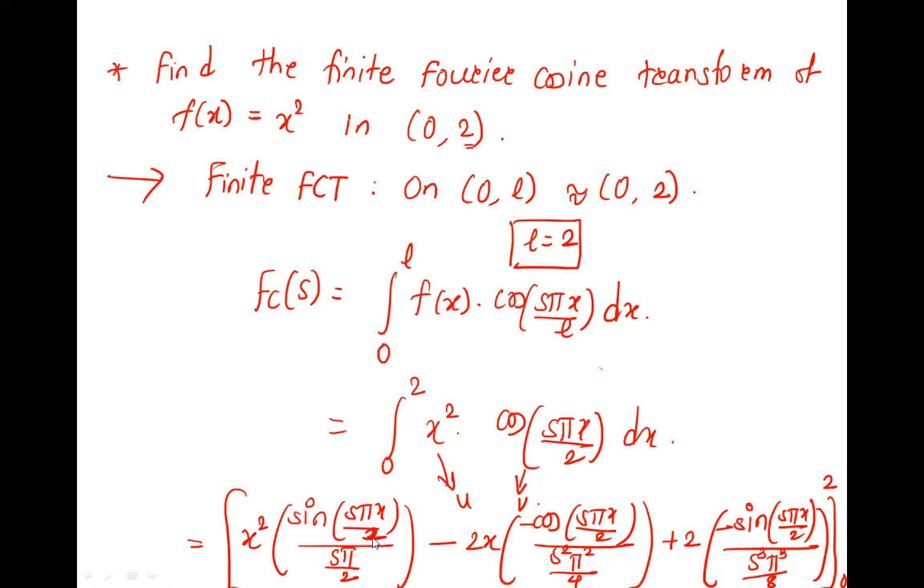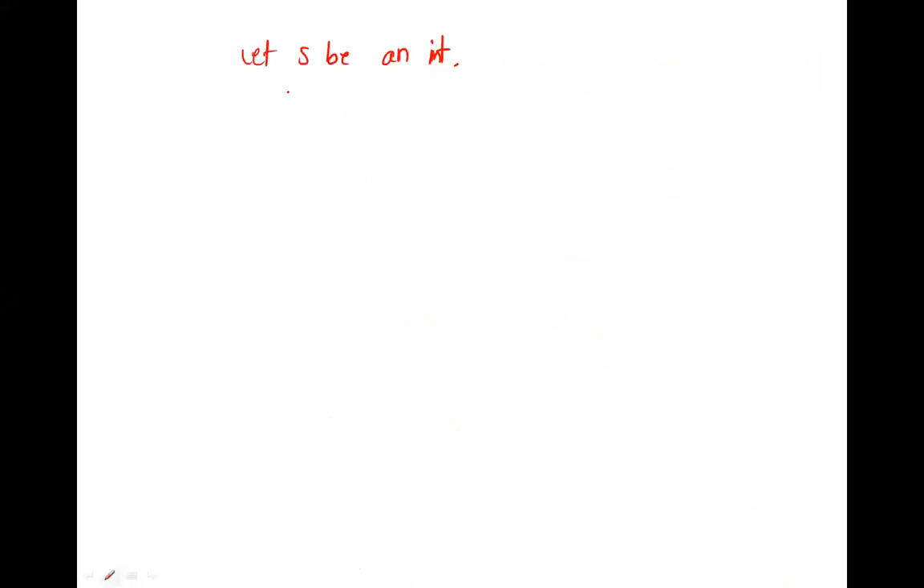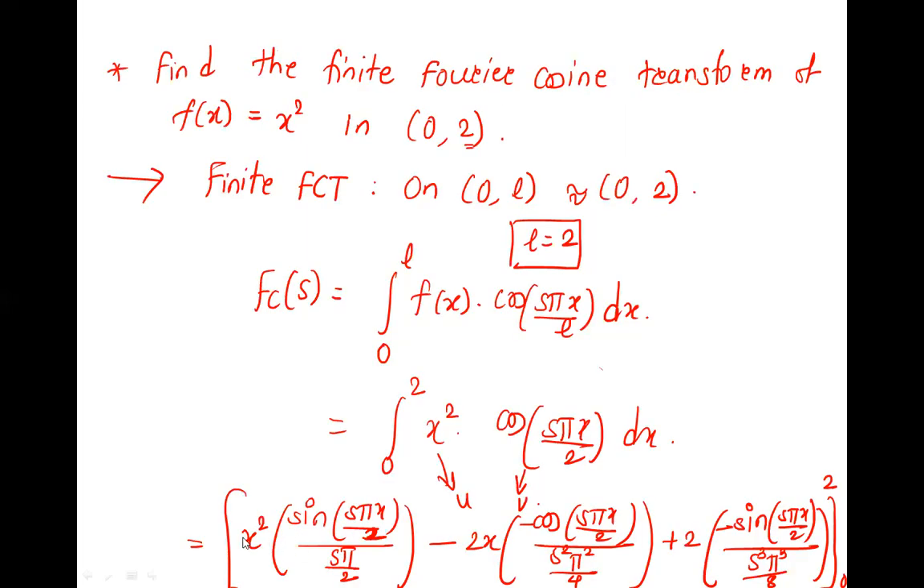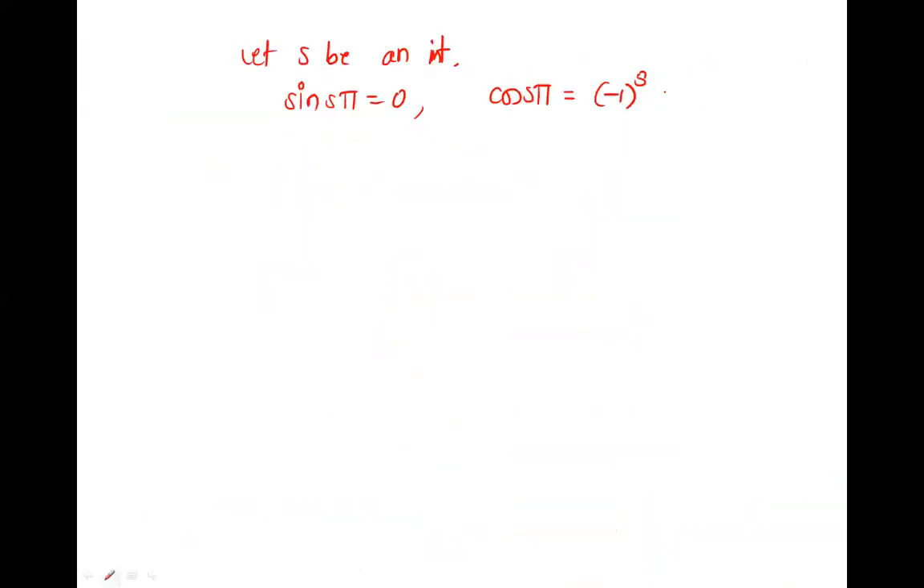If x is 2, the 2 cancels, and sine s pi is 0. 0 into anything is 0. Second, if x is 2, there is cos s pi. What is cos s pi? What is cos n pi? Minus 1 raised to n. Right. So sine s pi is 0, and cos s pi, like cos n pi, is minus 1 raised to n. Here n is s. So minus 1 raised to s. Minus minus is plus.